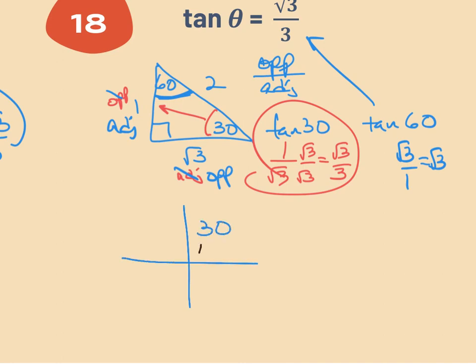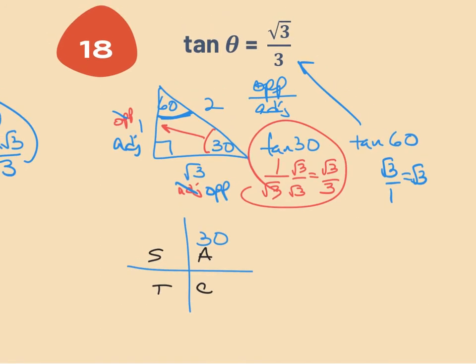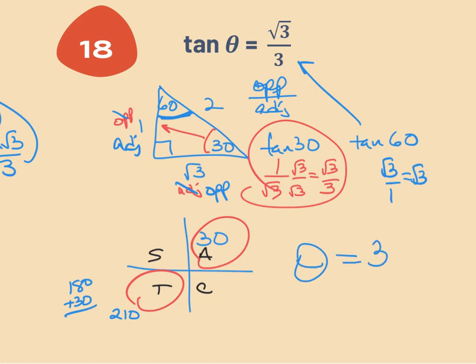Let's add in our all students take calculus. The only ones we need are where tangent's positive, and that's going to be here and here. So for the 30 degrees, this one over here, if you looked at your paper, this one's going to be 210. It's 180 plus 30, and you get 210. So theta here equals 30 degrees and 210 degrees.